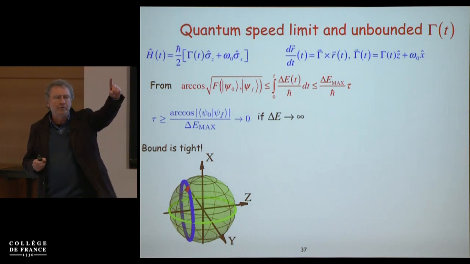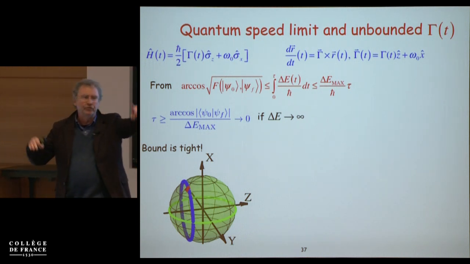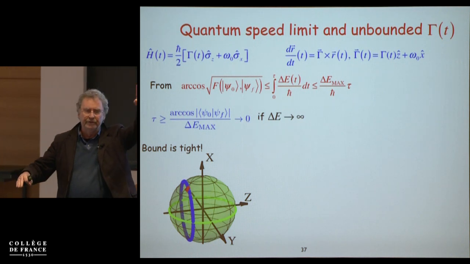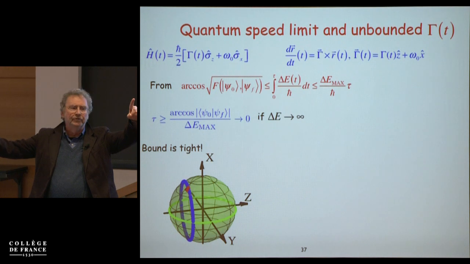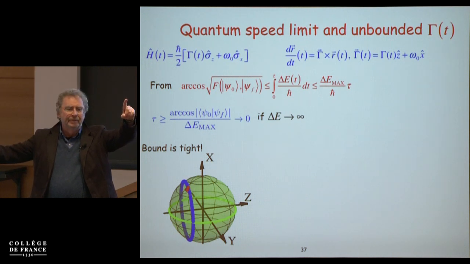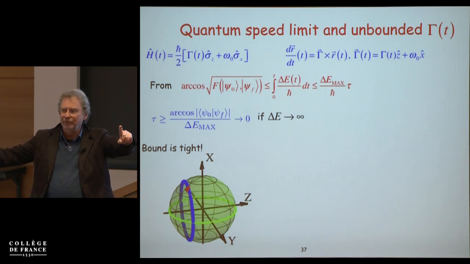Suppose now we have some general initial state. I'm not even mentioning the ground state of that Hamiltonian, just a general state on the Bloch sphere, and we want to go to another state on the Bloch sphere, but we have an unbounded gamma t. So the question is, how can we do it? What's the best way to do it?